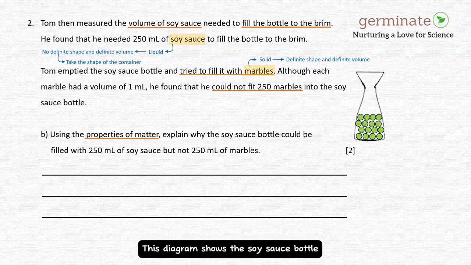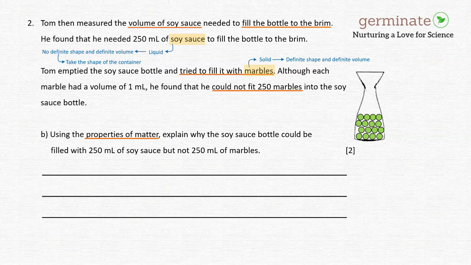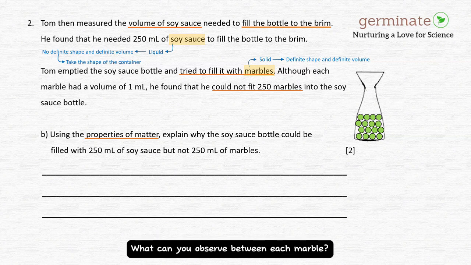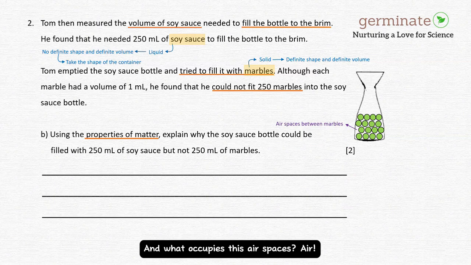This diagram shows the soy sauce bottle containing some marbles. And since solids have a definite shape, it does not take the shape of the container. And when we have marbles in a container as shown in the diagram, what can you observe between each marble? There are air spaces between marbles. And what occupies these air spaces? Air.